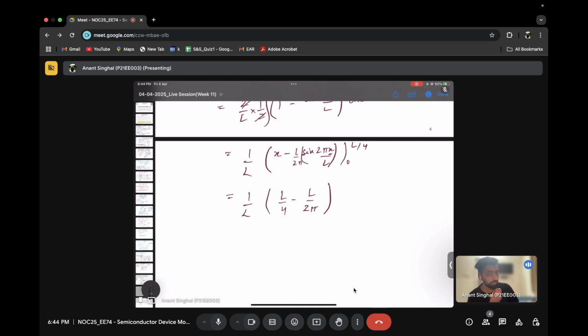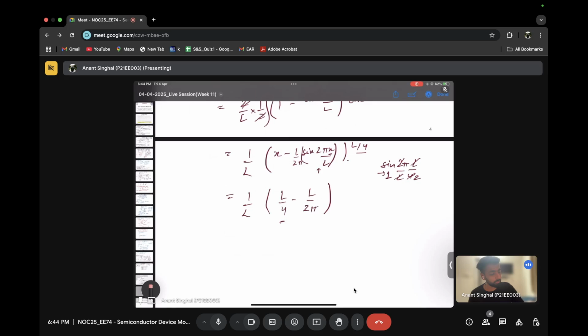Yeah, x will be the limit, right? So x will be changed to L by 4 first and then 0. So if I keep x as L by 4, then sine 2 pi x will be sine of 2 pi times L by 4 divided by L. That will become sine pi by 2, and this is 1. So if this is 1, then it will be L by 2 pi only.